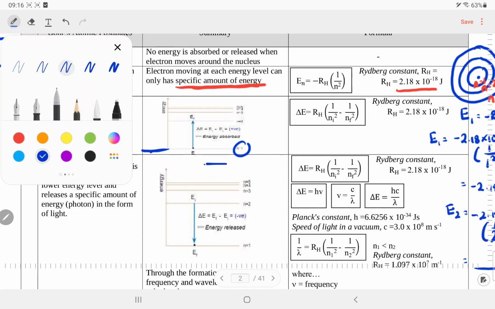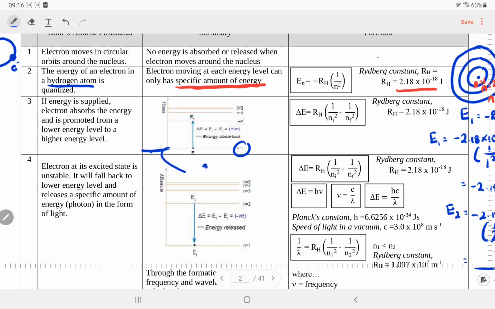Nucleus ada di sini. Okay, so this is the first shell, this is the second shell, n is equal to 3, n is equal to 4, and semua itulah. Okay, so itu maksud dia yang sebenarnya. Okay, so dia kata bila energy supply, electron akan absorb the energy.